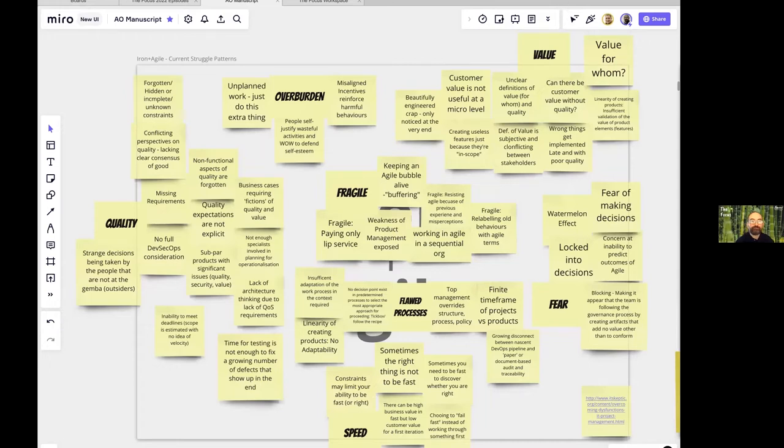So we found that in situations like that, when organizations try to adopt some agile practices, it actually becomes pretty fragile. It's just the straw that breaks the camel's back, and that causes all sorts of conflict in the organization.